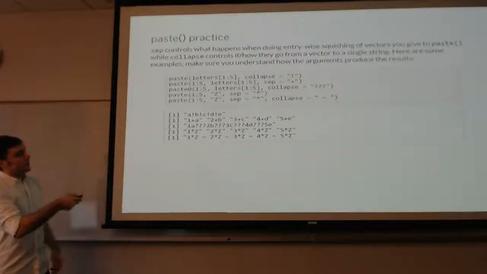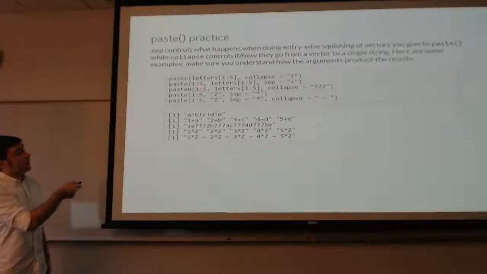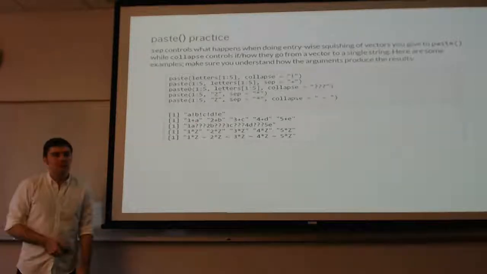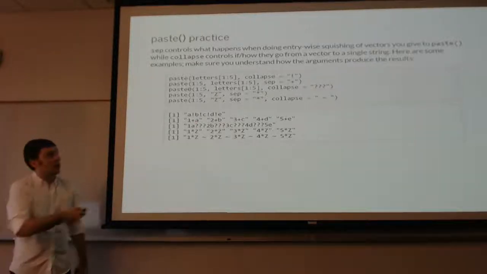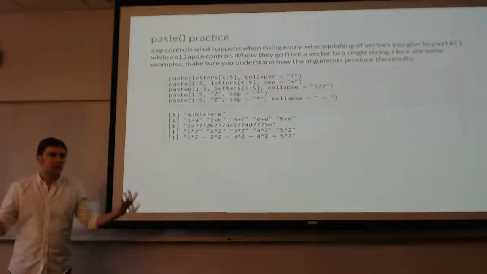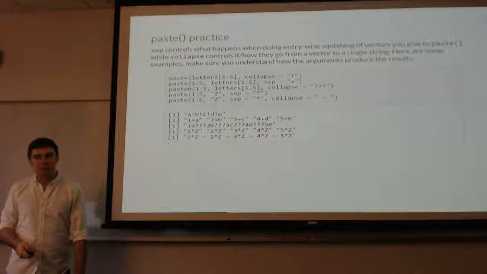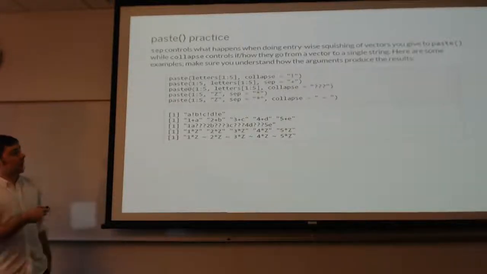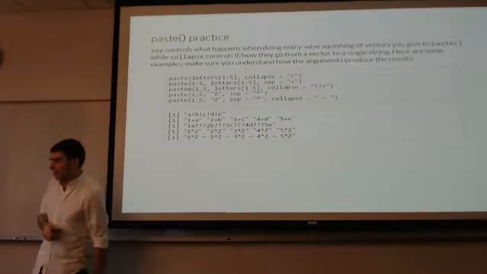Compare that to something like separator equals plus on paste without collapse. It keeps them as separate elements in the vector, but still puts that thing in between what it pastes together. So you might be able to think of reasons you want to collapse things and add separators or be able to control that kind of stuff. There's a million reasons to do it, but mostly just know that this exists and you can do it. And this functionality will carry over into the other functions that I'm going to discuss here today.